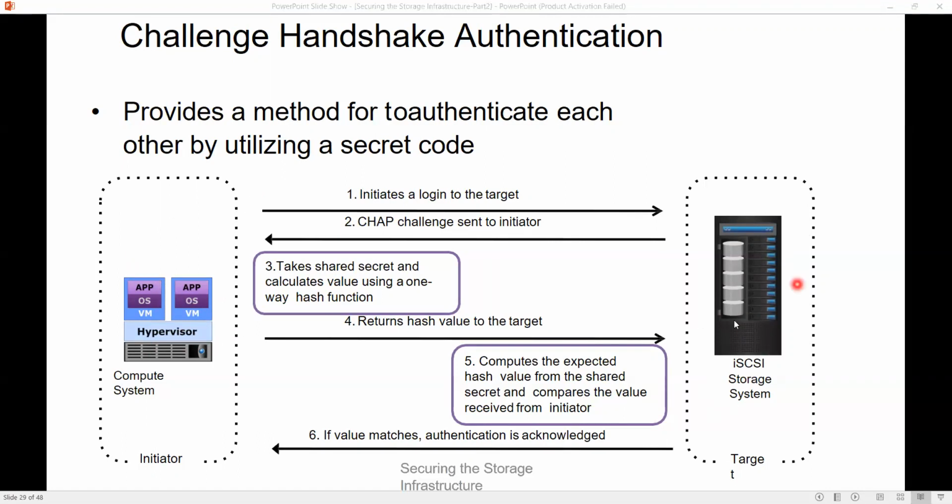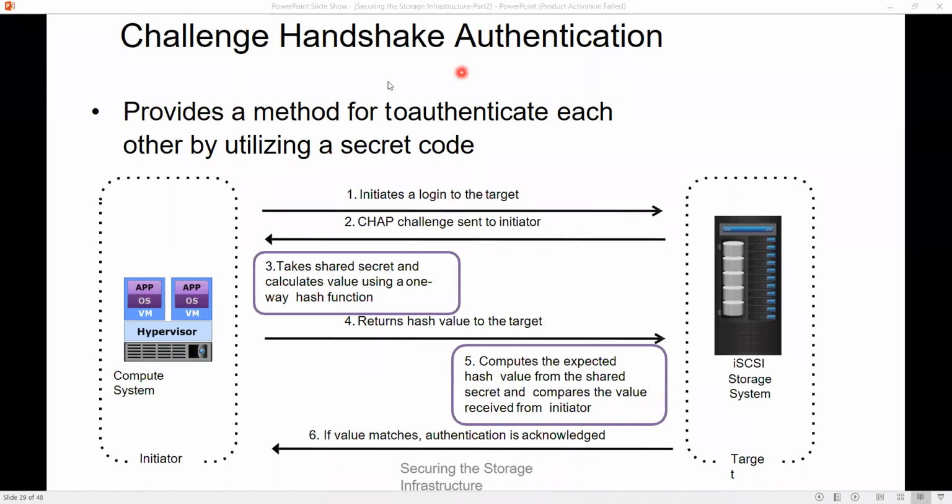So what the target will do, the target already has that CHAP challenge that it has sent to the initiator. So the target will use that to compute its own hash value, and then it will compare the value with the one that it has received from the initiator, right? If that matches, then the authentication process is done, right? So that particular initiator is authenticated to access this target, right? And then the authentication is acknowledged and sent to the initiator, and then it can access that particular target. So this is Challenge Handshake Authentication Protocol.